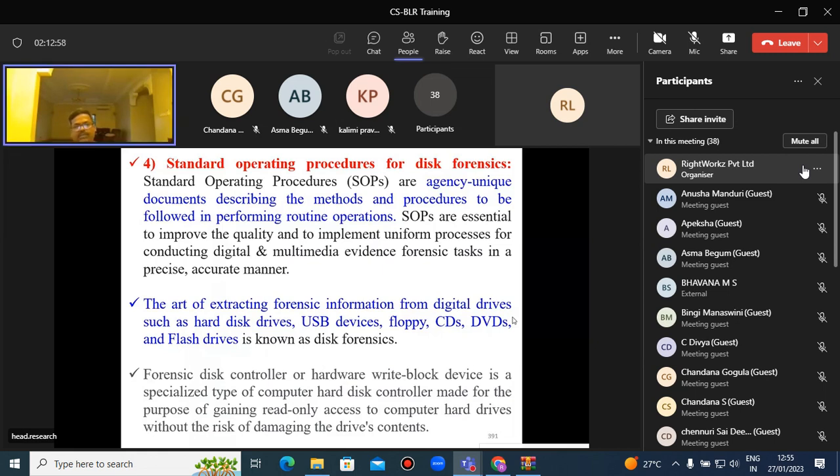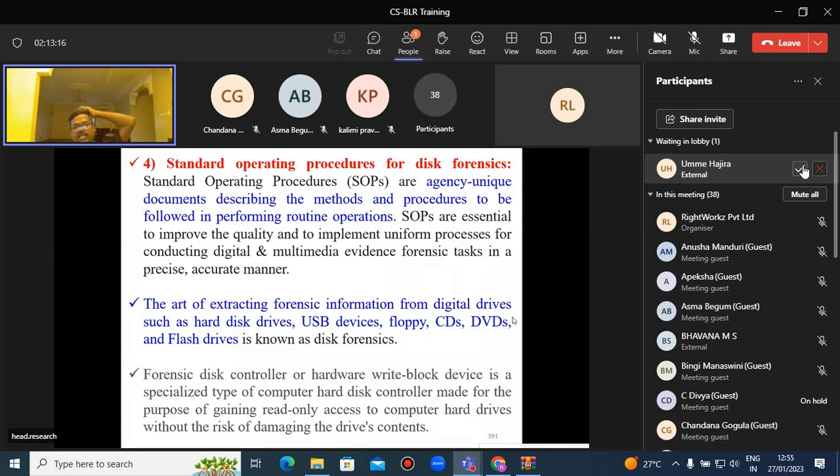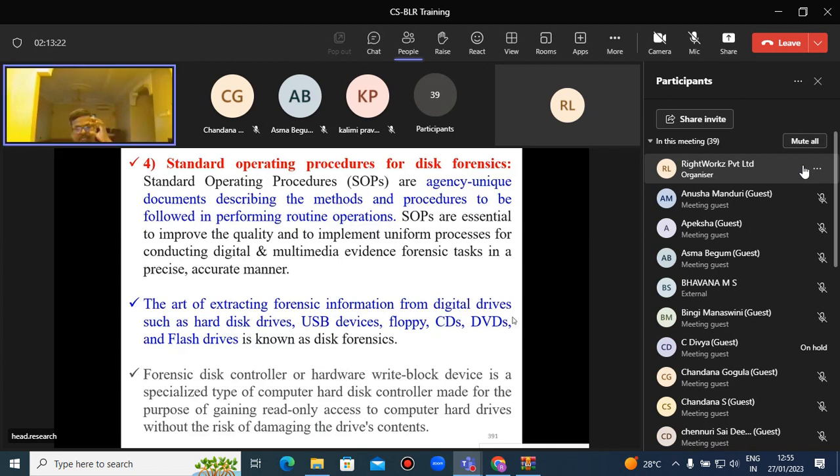The art of extracting forensic information from digital devices such as hard disk drives, USB devices, floppy, CDs, compact disk, digital versatile disk and flash drives is known as disk forensics.